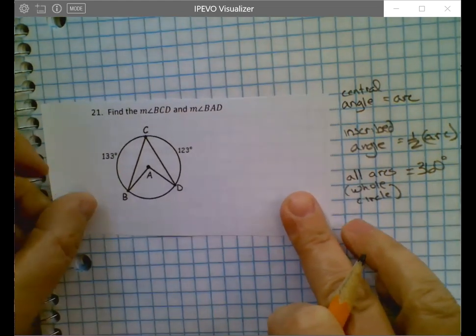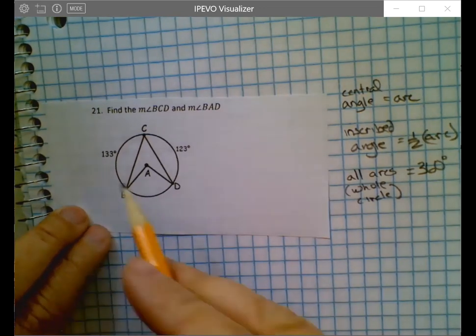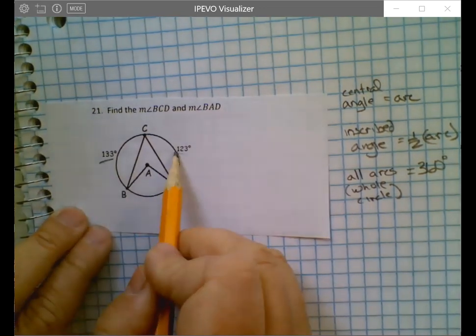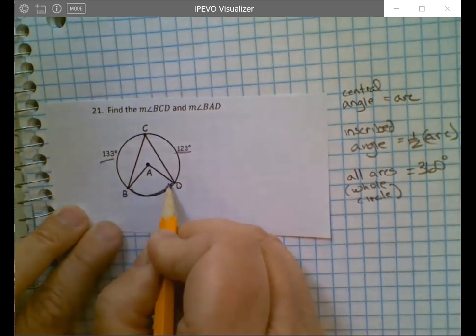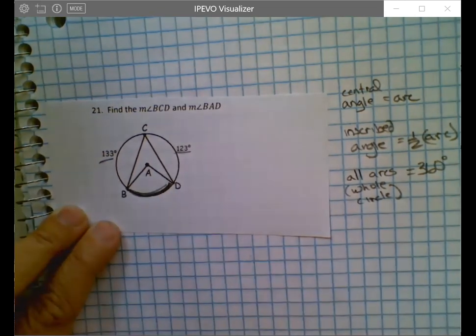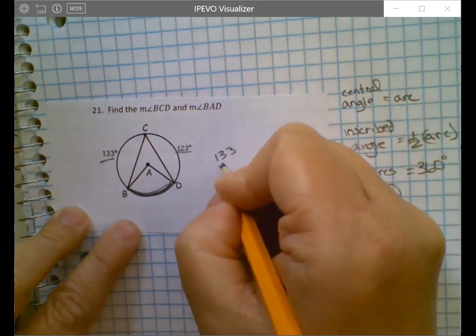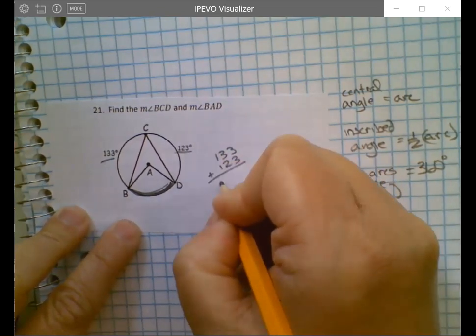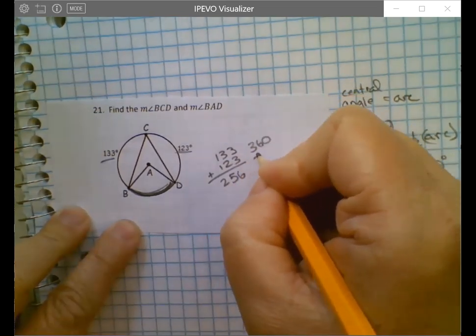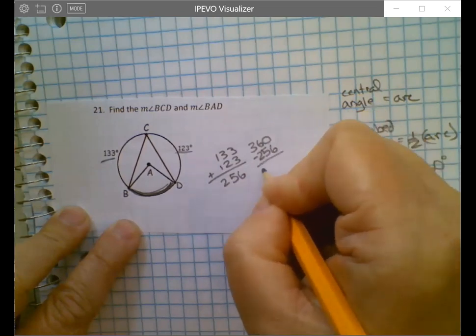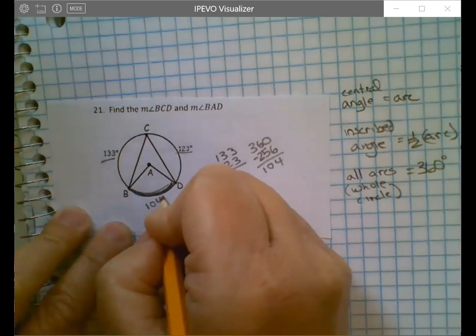All right. You're always kind of using the strategy of what do I have and how can I then find a missing piece? So right away, I notice on this one, I have two arcs. The circle's divided up into 3 arcs. So I can figure out this arc pretty easily and then see where that gets me. So I know I have 133 and 123. That gives me 256. I'm going to subtract that from 360 to see what's left. That gives me 104. So this arc is 104 degrees.